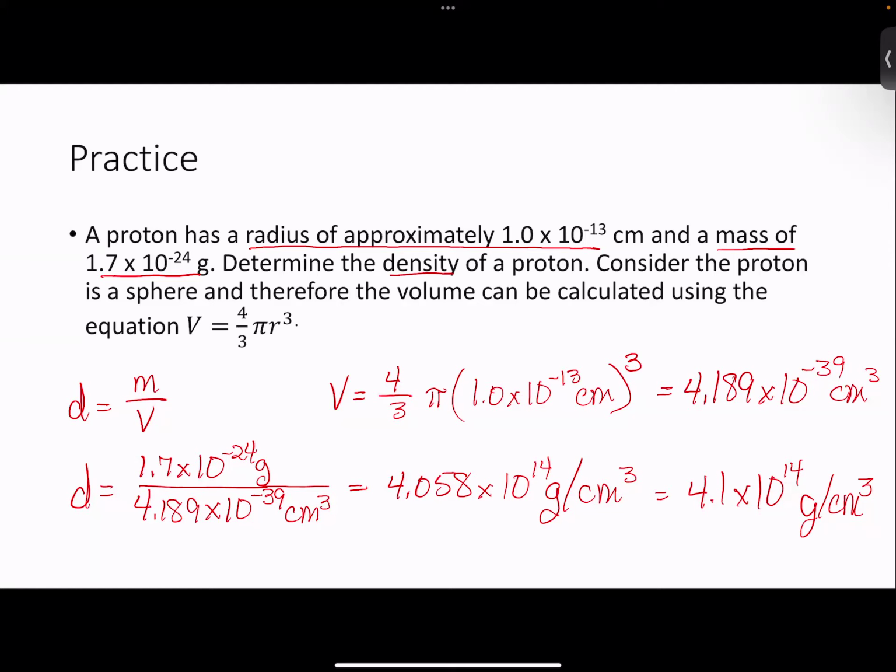An atom is an extremely dense object. A proton is an extremely dense object. Questions? Here, I just needed to calculate the density. I just had to get it in the appropriate units to calculate the density.